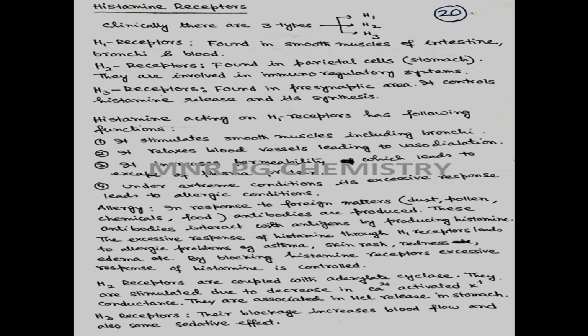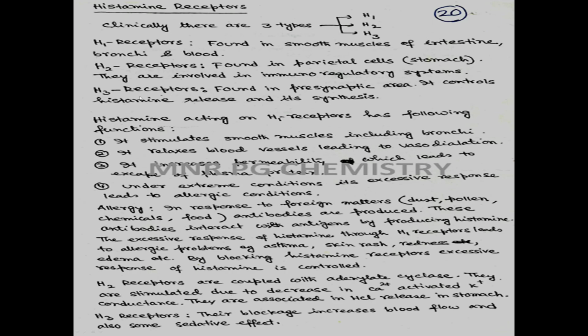Let us go to the next. So with this we have completed the serotonin receptors and related antagonists. Now I will go to the new receptor, that is the histamine receptor. And already we know that in our body three types of histamine receptors are there: H1 receptor, H2 receptor, and the H3 receptor.